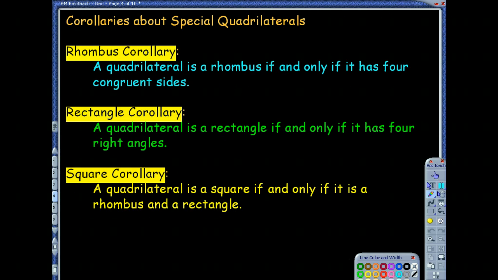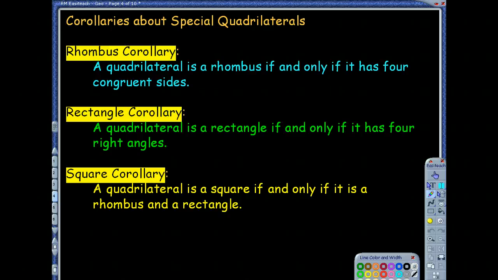Okay. So, speaking of these special types of parallelograms, notice this slide. When I first read these corollaries, it almost sounds like the definitions, right? So the rhombus corollary says a quadrilateral is a rhombus if and only if it has 4 congruent sides.